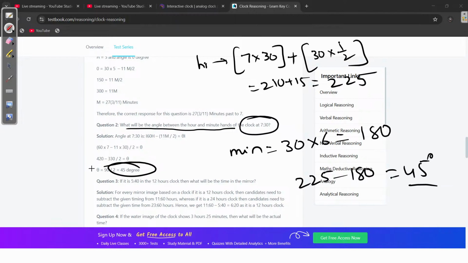Is it clear? I have just taken one of the models which I have discussed. Forget about all the formulas. Find out the hour hand angle, then find out the minute hand angle, subtract one from the other, and you will get your answer. That's how they are going to ask in the examination. What will be the angle between hour hand and minute hand when the clock shows 7:30? Find out the angle made by the hour hand, then the angle made by the minute hand, subtract one from the other, you will get your answer. That is one of the models we have discussed.